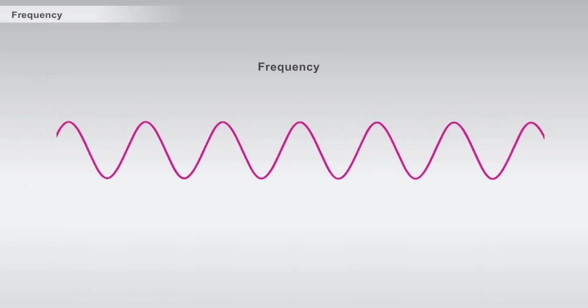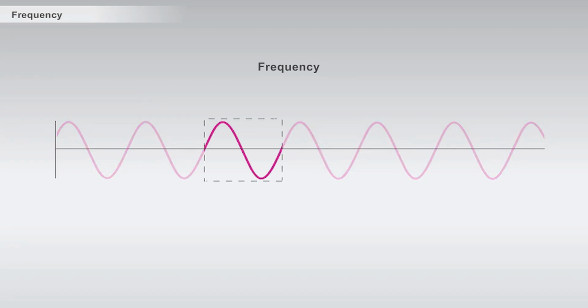A basic dimension of sound is frequency. Frequency refers to the number of times the sound waveform repeats itself per second. This repetition is described as cycles per second. Thus, frequency is measured in cycles per second, or hertz.